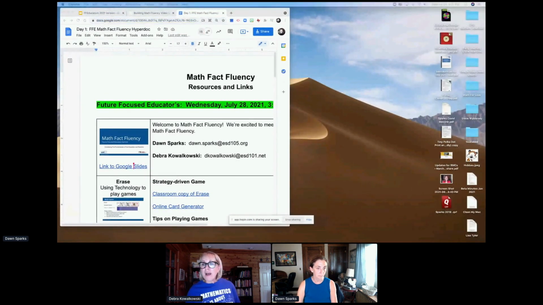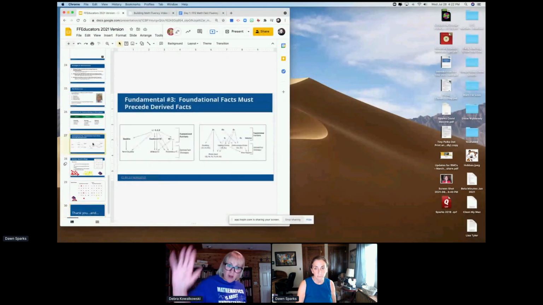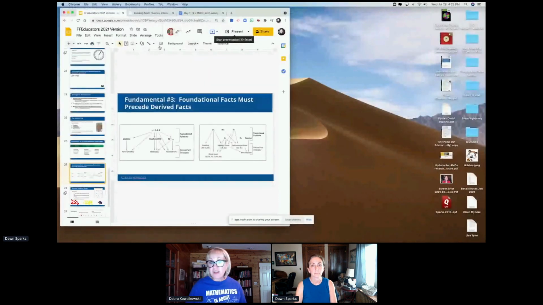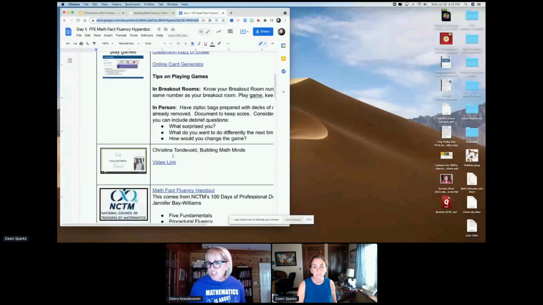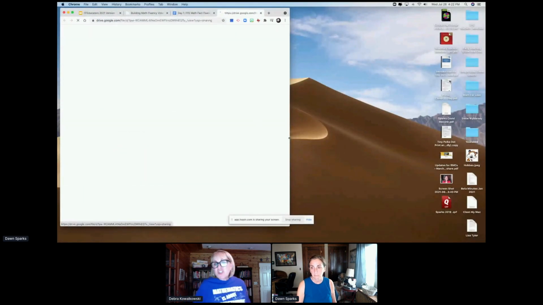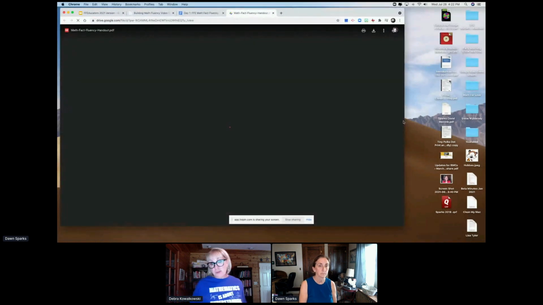And one other person, there was a question I saw, and it was from Andrea. Is there a continuum of learning for math? And I said, do you mean for math facts? Because that's our focus today. And when I talk about a continuum, that's that graphic, Andrea. The one on the left was addition and subtraction, and the one on the right was multiplication and division. On your HyperDoc, there is a link to that document and a few others that come directly from Jennifer Bay Williams. And she did a session during NCTM's 100 Days of Professional Development. And she shared that. So it's widely shared and dispersed.